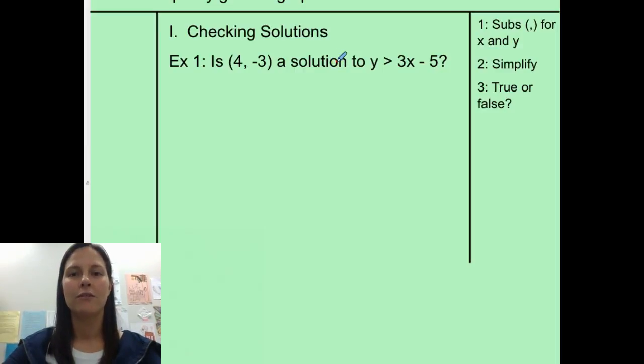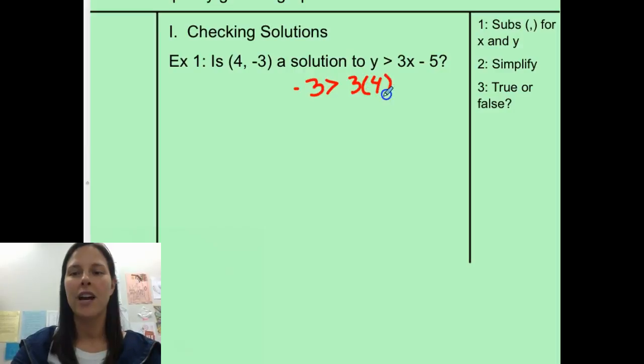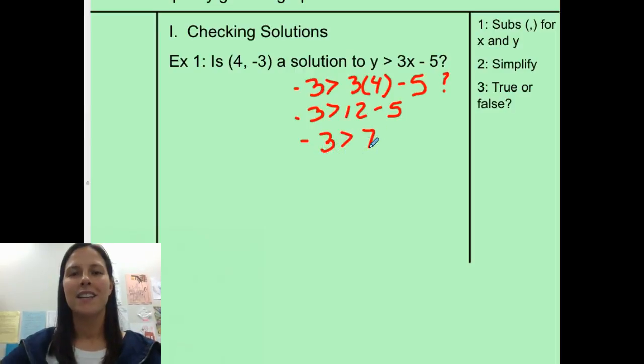Well, we need to remember that skill when we're writing the inequality so we know which inequality to use for our graph. We will substitute -3 for y, and we will substitute 4 for x, and check to see if the inequality is true. 3 times 4 gives us 12, and 12 minus 5 is 7. So our question is, is -3 greater than 7? Of course, the answer is no.